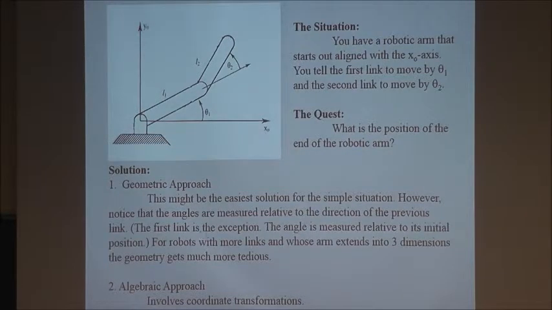The first thing is the exception. The angle is measured relative to the initial position, which is 0. When this robot is lying down on this axis, it is 0 angle. For robots with more links and whose arm extends into 3 dimensions, the geometry gets much more tedious and much more difficult. That's why beyond a 2-link robot, you need to go to homogeneous matrices and keep multiplying.